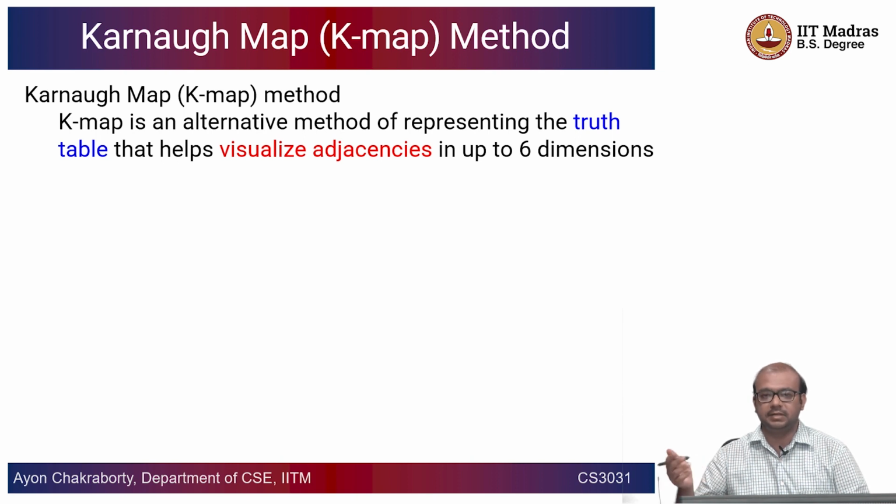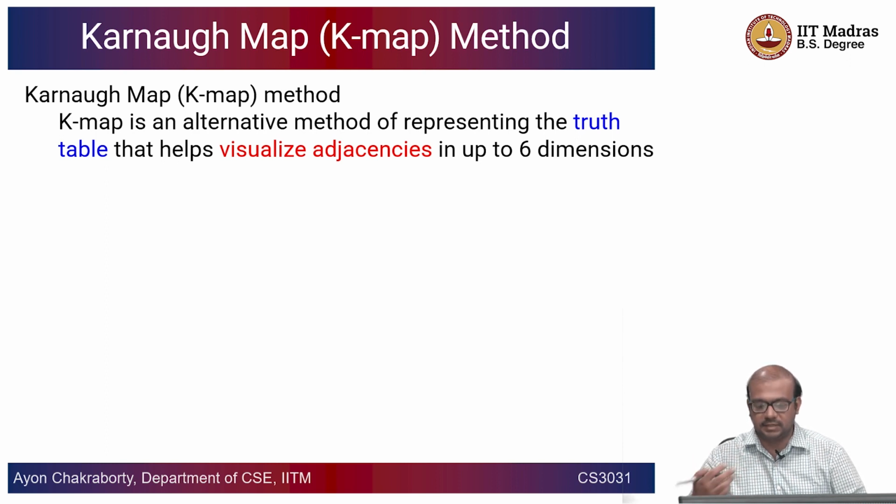adjacencies. Adjacency means A and A bar are there, B and B bar are there together, right. So, this is called an adjacency, up to 6 dimensions. I will try to give you a very concrete idea up to 4 dimensions. The 5th and 6th will be a little bit more involved. So, I am not going to go into how to do it for the 5th or 6th dimensions, but up to 4 dimensions it will be more than enough to get the idea. Okay.